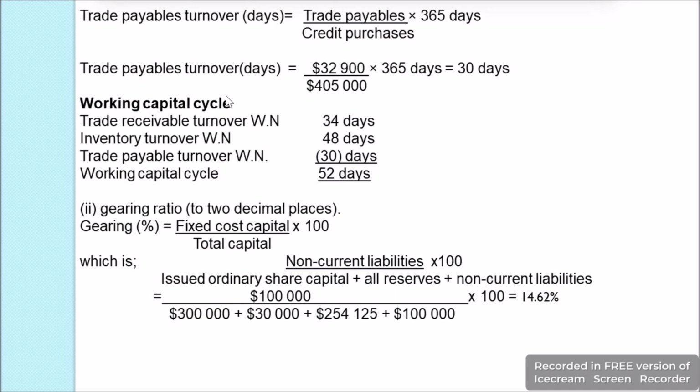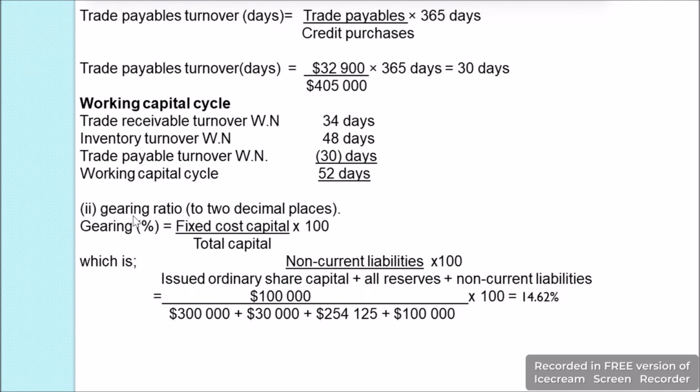Now we'll find the working capital cycle where we have the trade receivable turnover which we have calculated in our working notes as 34 days. To this we add the inventory turnover which is 48 days, which we have again calculated in our working notes. From there we will subtract the trade payable turnover, that is minus 30 days, that is 34 days plus 48 days minus 30 days. We will get the working capital cycle as 52 days.